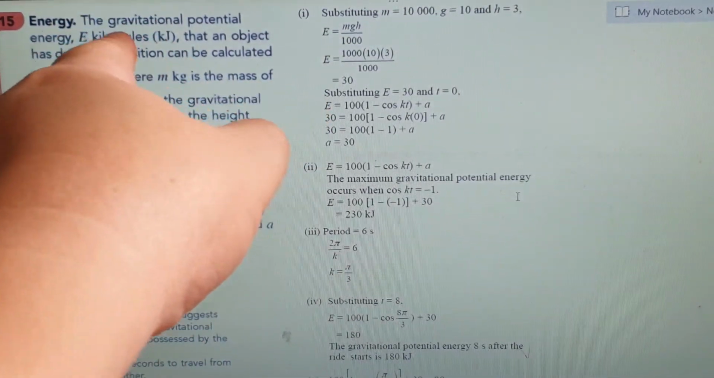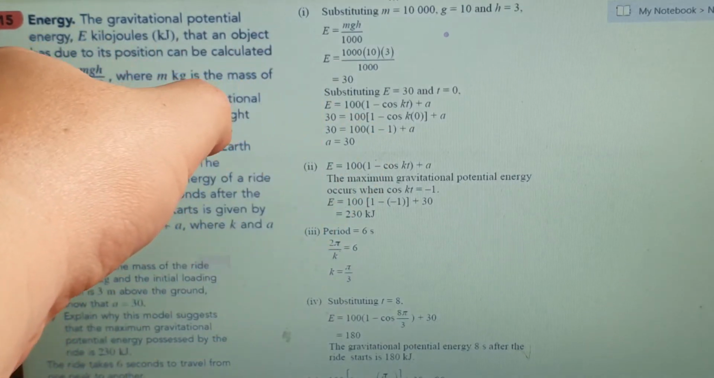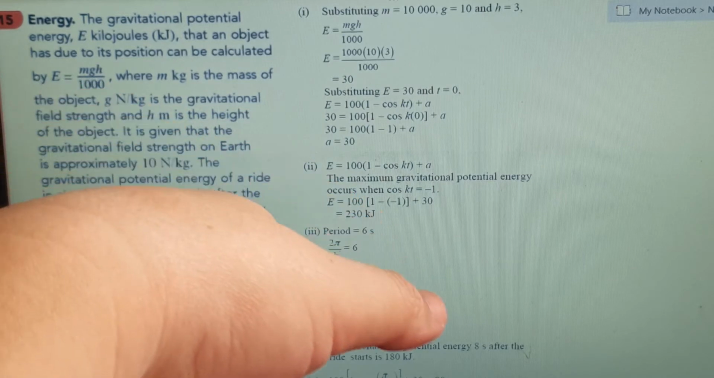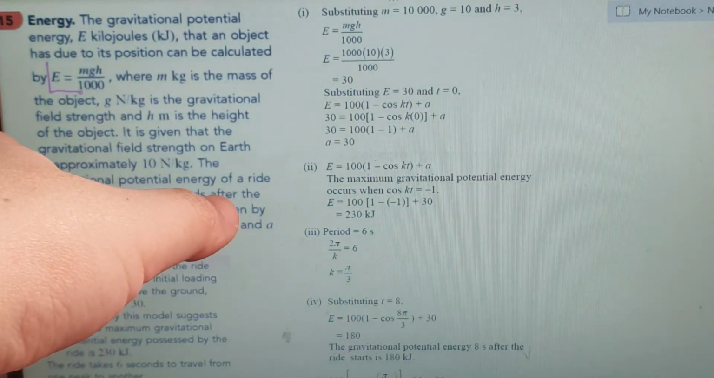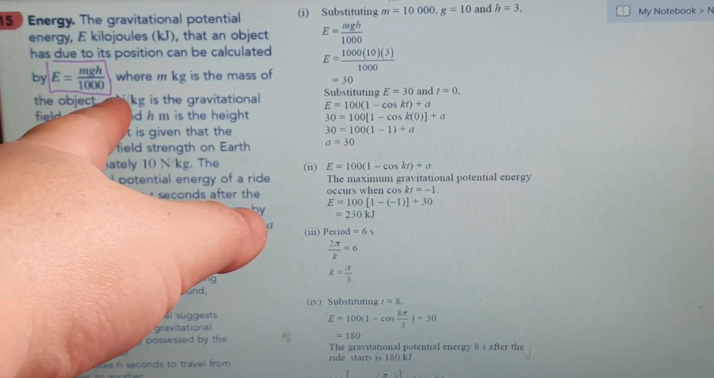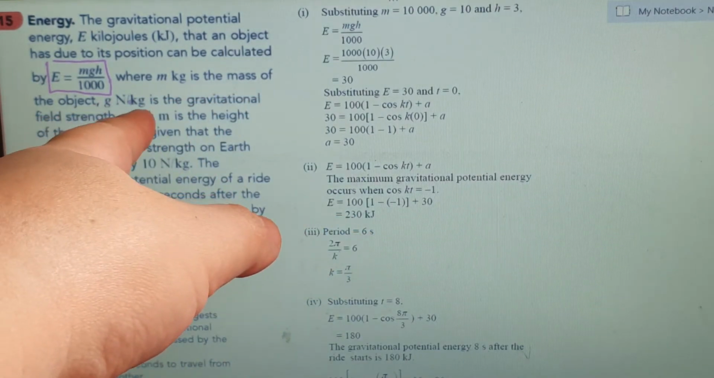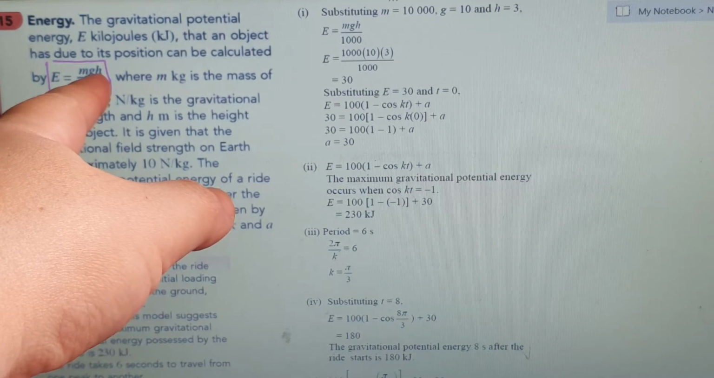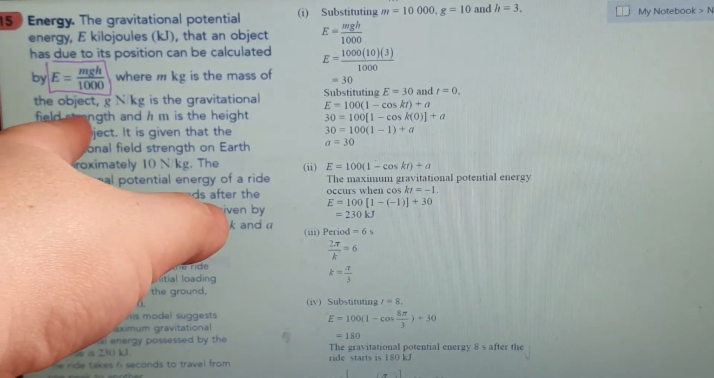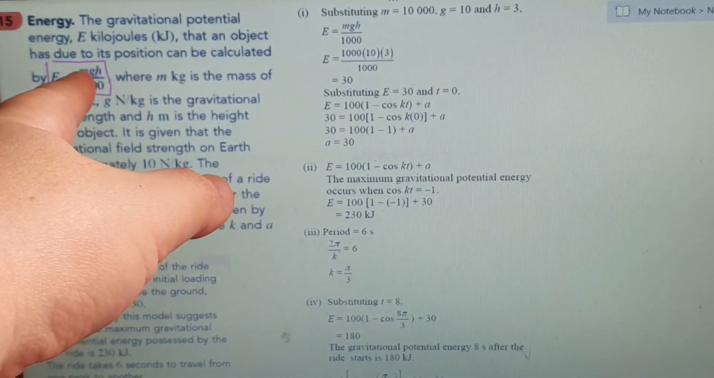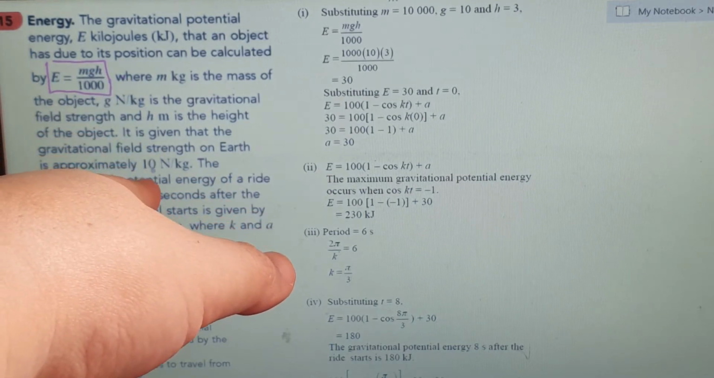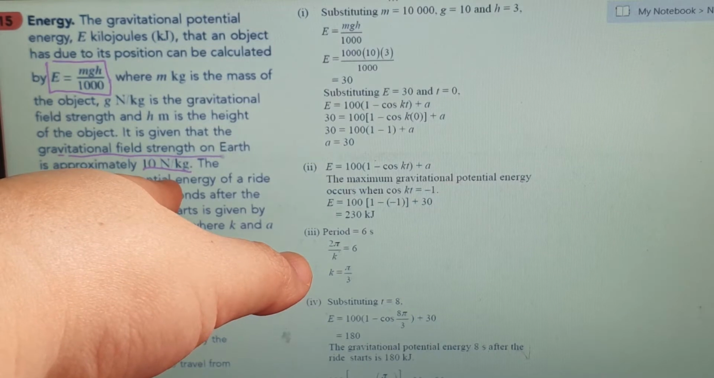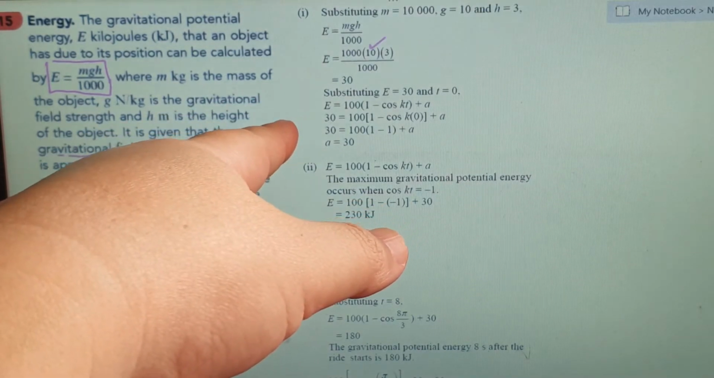Okay, the gravitational potential energy that an object has due to its height can be calculated. Okay, so don't be too scared by all the words. I know it's very wordy, but the main thing you need to know is this formula. M is the mass, this one is the gravitational field strength, and this is the height. Mass, gravitational field strength, and then the height, mgh. Okay, and they tell you that the gravitational field strength is approximately 10. Later you can use it. You see, we use it here.